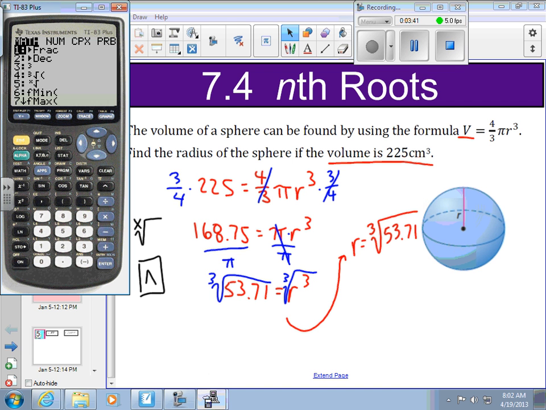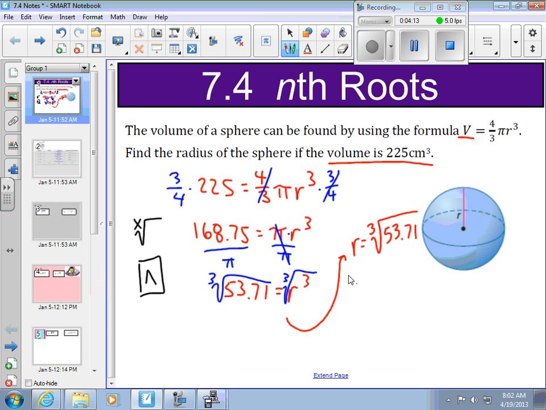So here we can see that. How you input it depends on the type of calculator you have, but on this type of TI calculator, what you want to do is select the x root function. This tells your calculator you want to do the third root, and then type in your number, 53.71. If we hit equals, it tells us that the radius of this sphere should be about 3.77, and we're in centimeters. So that's how you can undo different powers, and we'll look at some other ones as we go today.